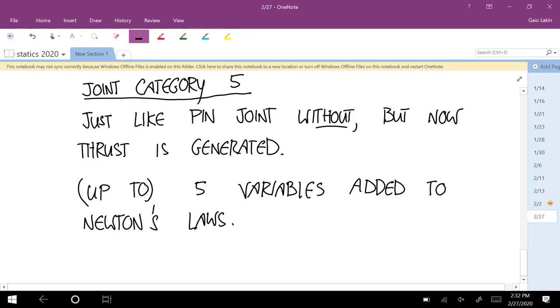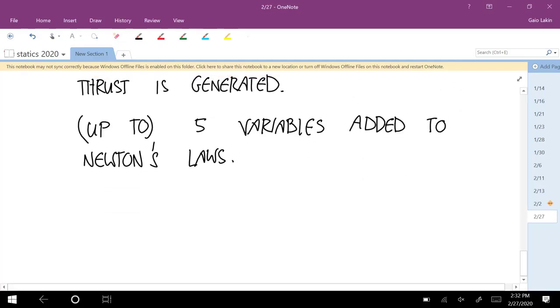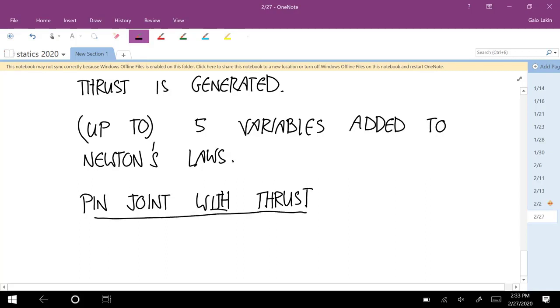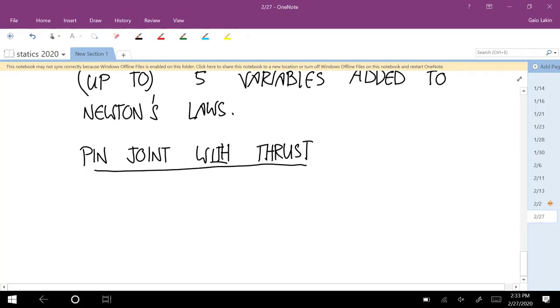And this joint looks like, so this is a pin joint with thrust. The most likely way that you would see this is like a pin joint with brackets on both sides.